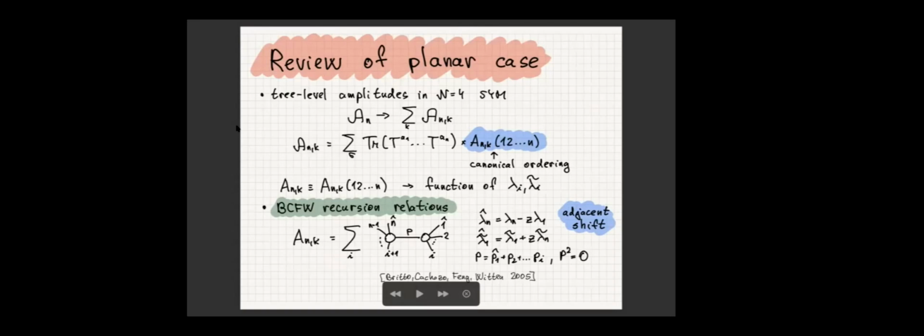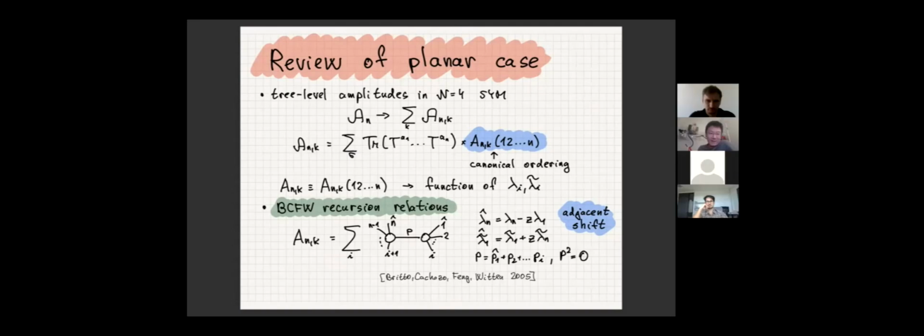Okay, so let me quickly review some physics basics here. We will talk about tree-level amplitudes. We will do a color ordering, so we will work with amplitudes with some given ordering 1 to n, and the amplitudes will be labeled by the labels n and k as usual, corresponding to the number of particles and this SU(4) R-charge of the helicity number k. And we will think about them as functions of lambda and lambda tilde.